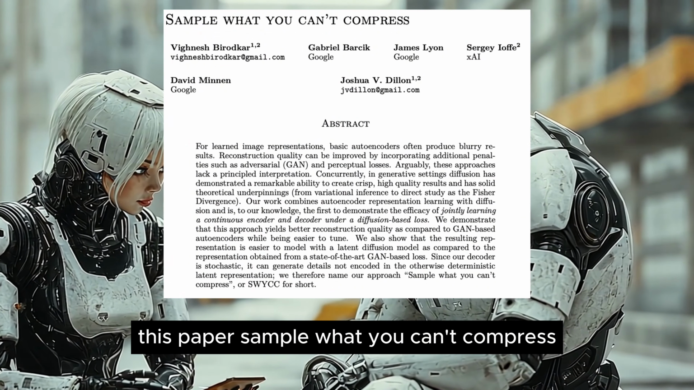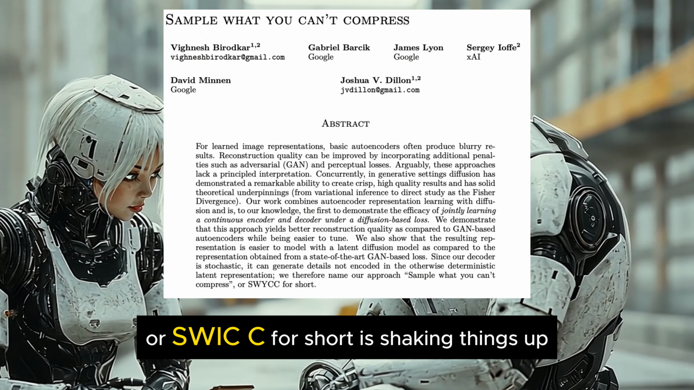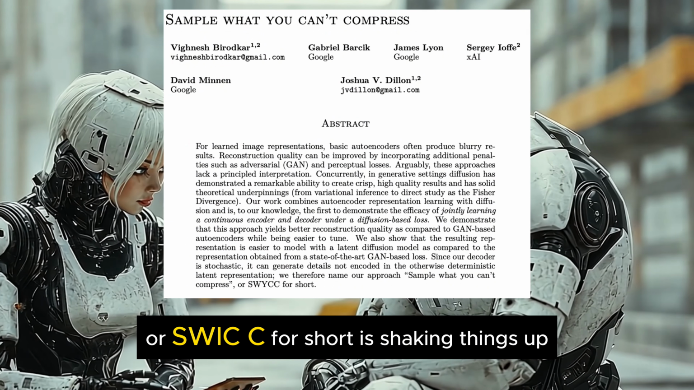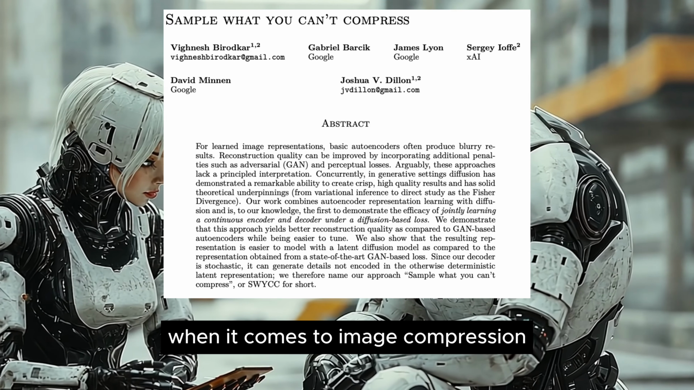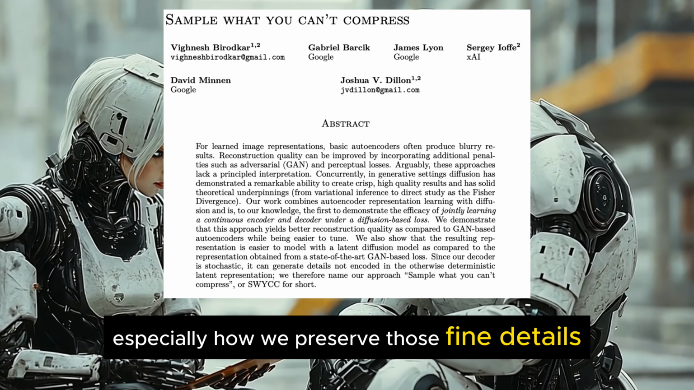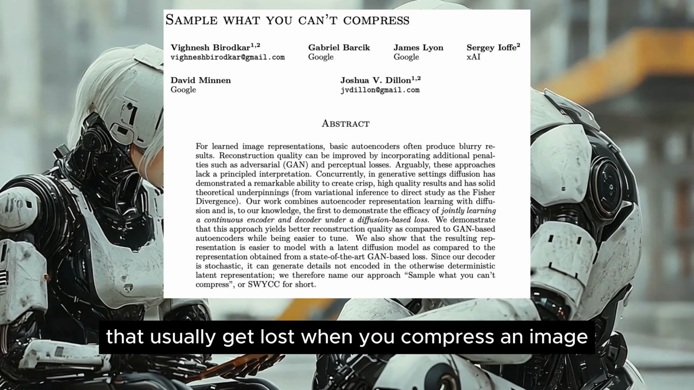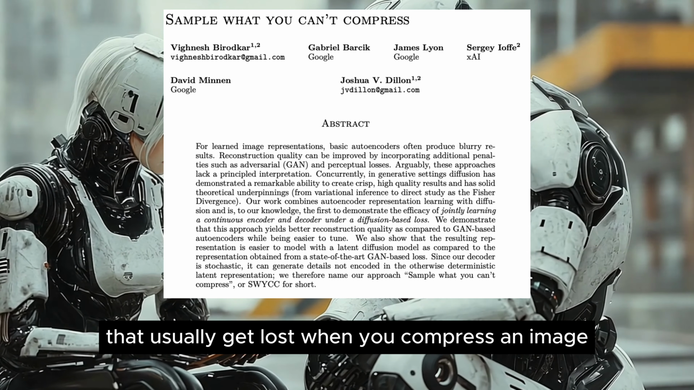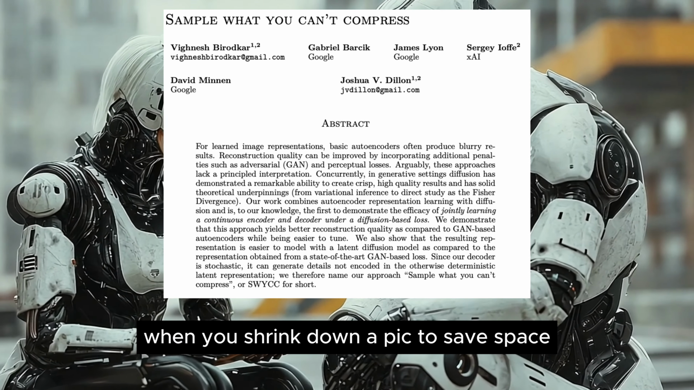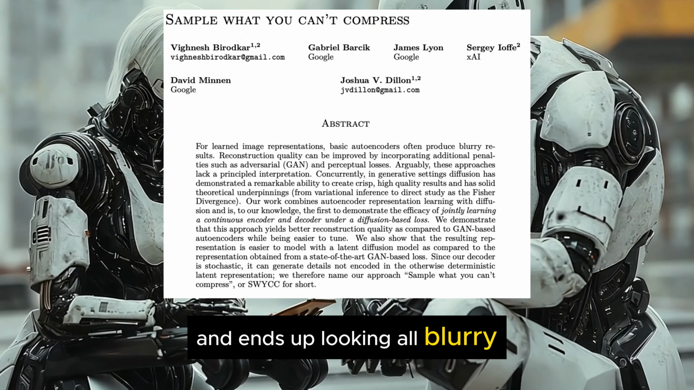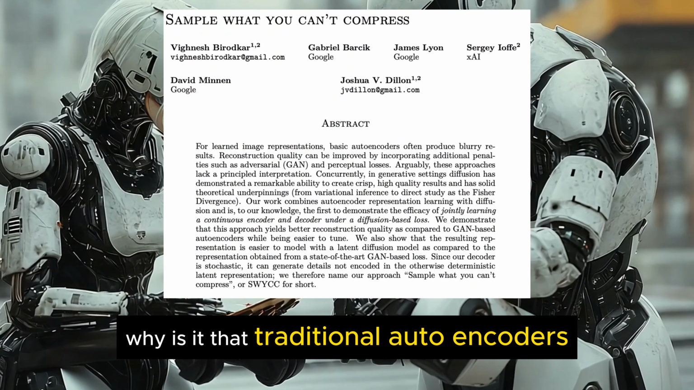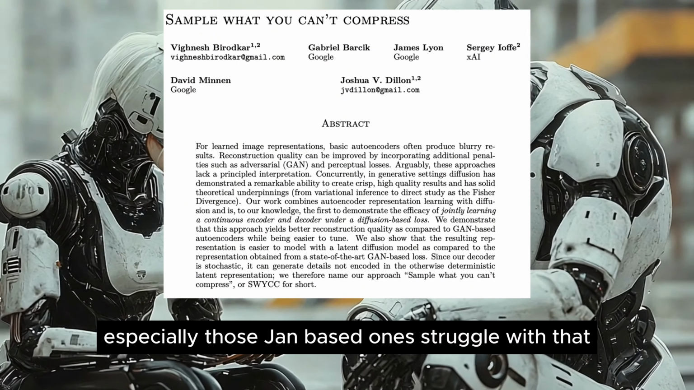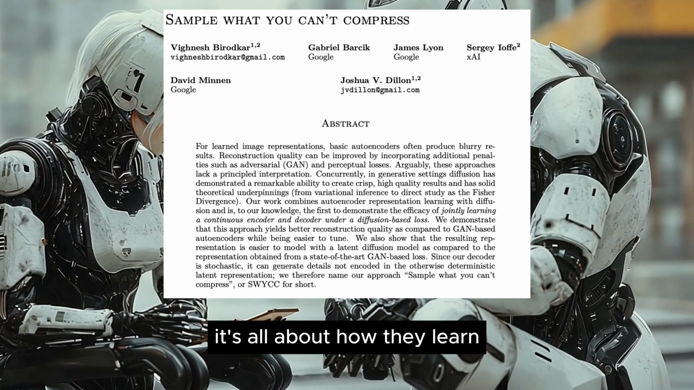This paper, Sample What You Can't Compress, or SWYCC for short, is shaking things up when it comes to image compression, especially how we preserve those fine details that usually get lost when you compress an image. You know, like when you shrink down a pic to save space and it ends up looking all blurry. Why is it that traditional autoencoders, especially those GAN-based ones, struggle with that? It's all about how they learn.